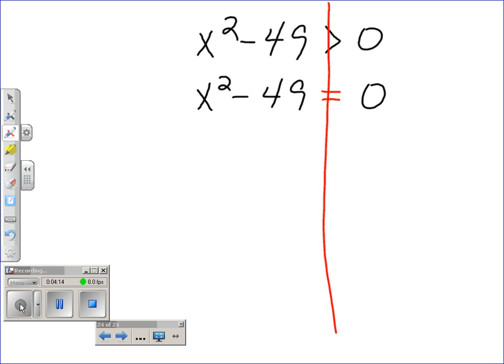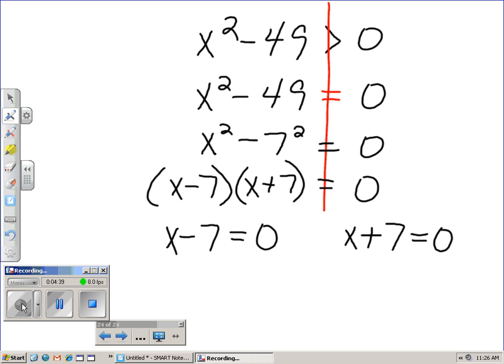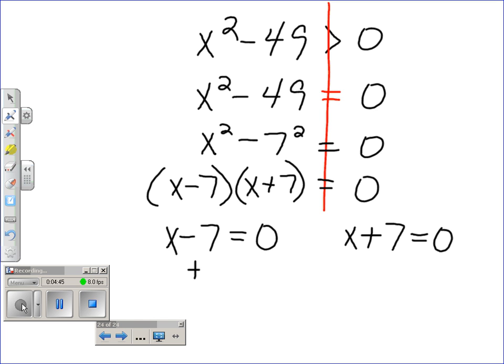Now, hopefully by now you guys recognize this special pattern here. We can rewrite 49 as 7 squared, which gives us a square minus a square, which breaks down into that special pattern, x minus 7 times x plus 7. Once we get to this point, we set each one equal to 0, which gives us x minus 7 equals 0 and x plus 7 equals 0. We solve both of these.